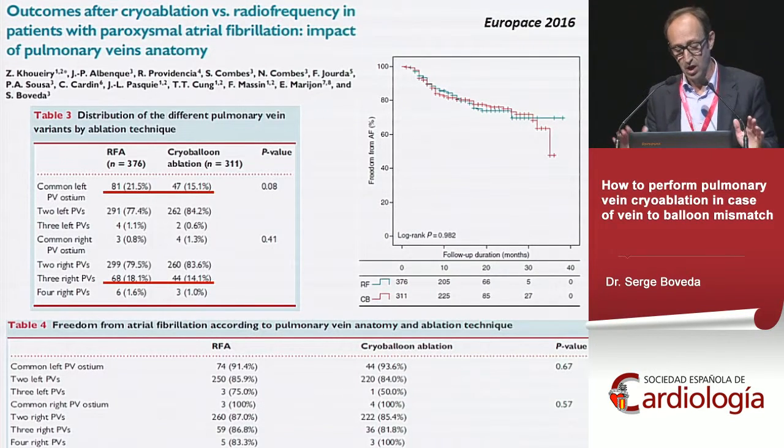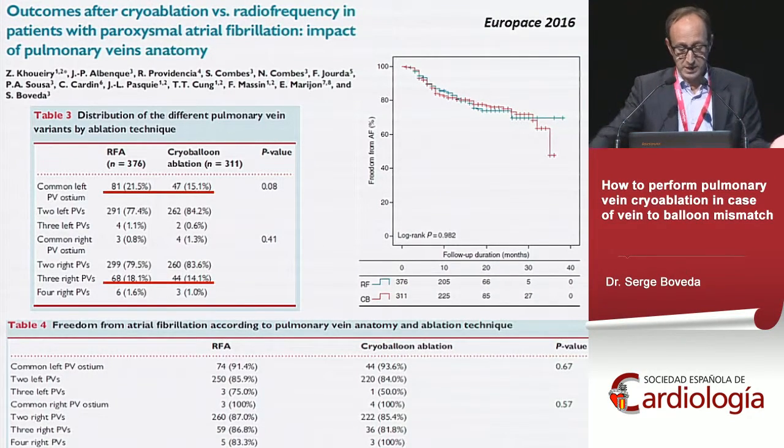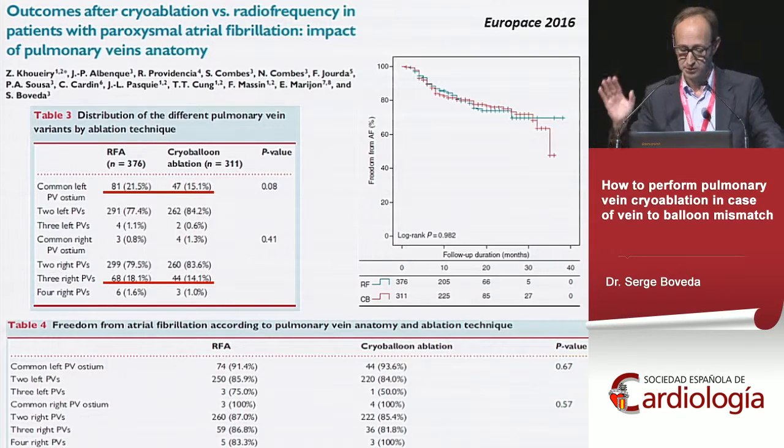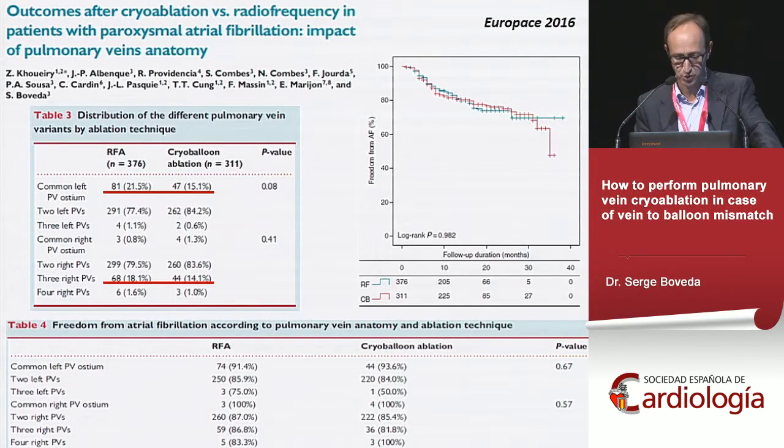Okay. By chance, we published a few weeks ago a paper in Europace looking at this question of the anatomy of the veins. And in fact, it's not randomized, it's really a non-randomized trial, but we took more than 300 patients in the radiofrequency group and in the cryoablation group. And we looked at the anatomy. We had about 20% of common ostium in each group. We had about 20% of additional veins in each group.